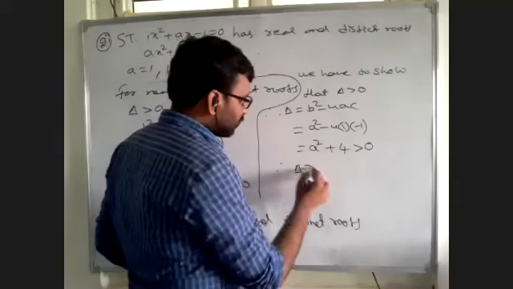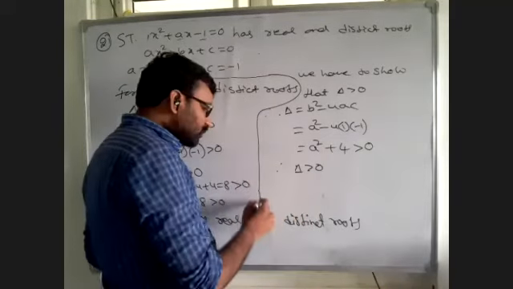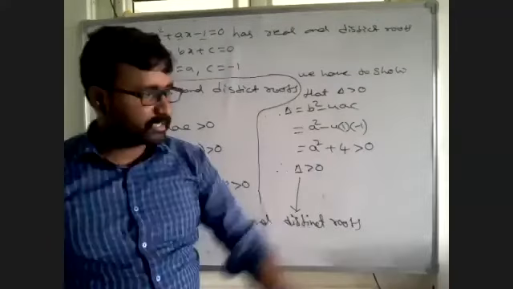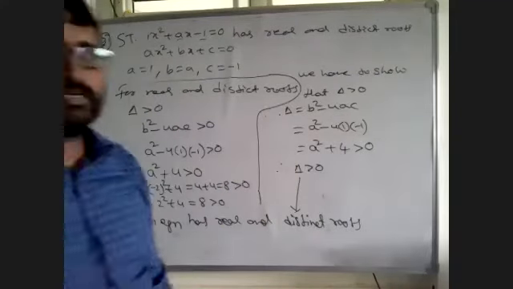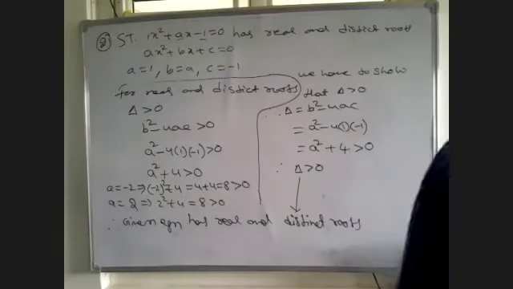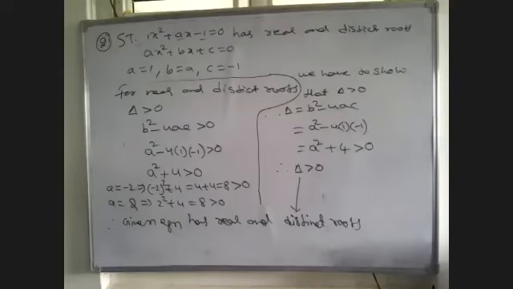Therefore, delta greater than 0. If delta is greater than 0, then we can say this equation has real and distinct roots. Understand, Jibin? Jibin, understand? Yes, sir.